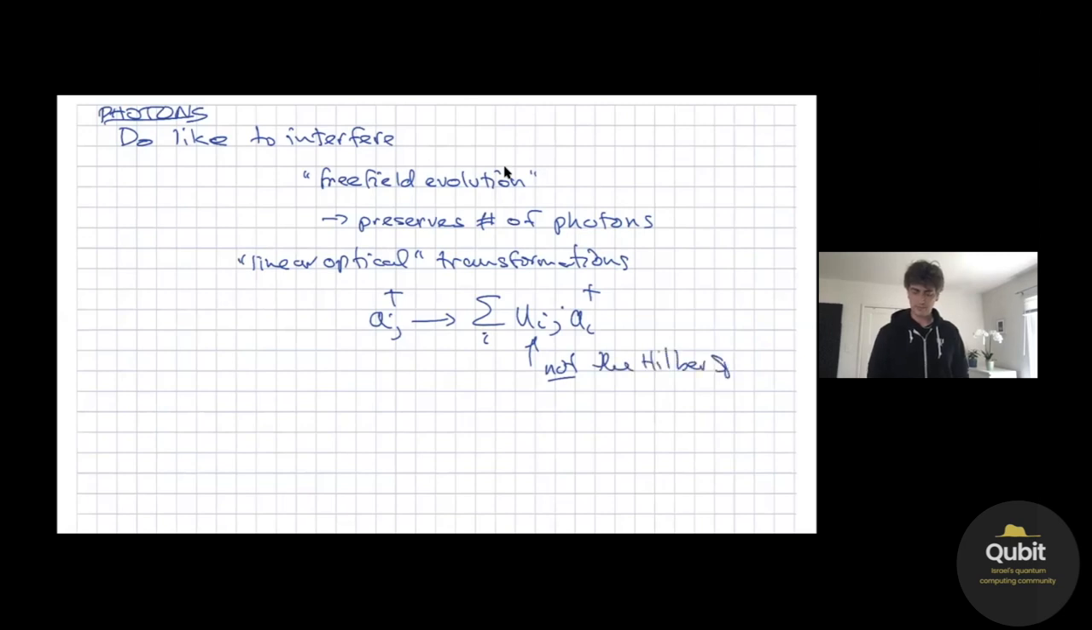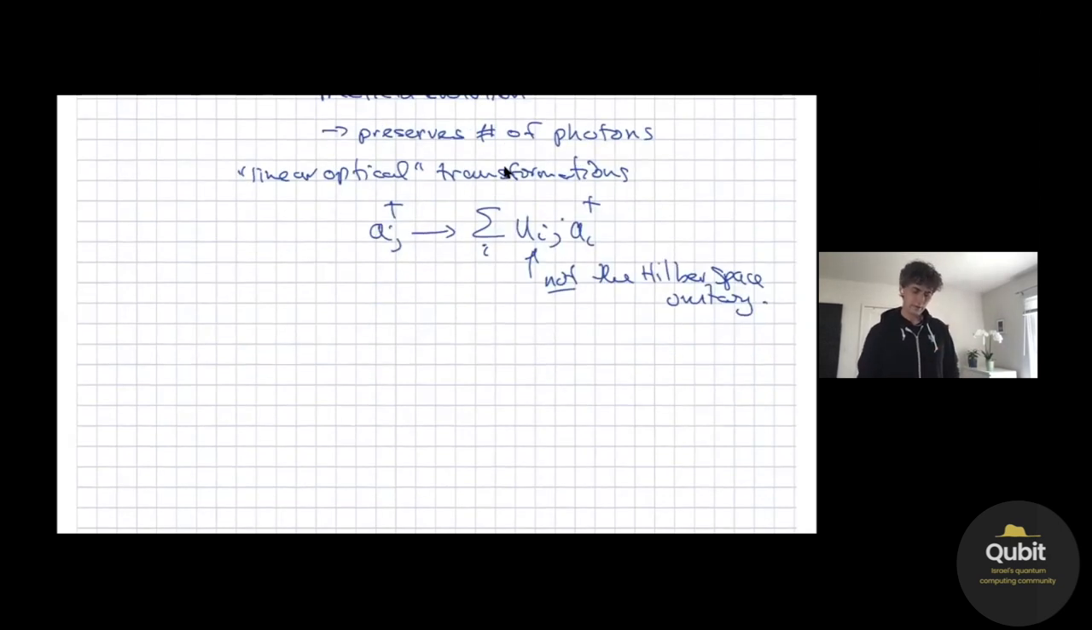Unitary, it's the mode transformation unitary. So I have a creation operator for some mode and the modes mix up, and this unitary describes how the modes mix up with each other. Okay. And now I said, okay, photons don't really want to be qubits. To an experimentalist, this is just a mathematical description of an interferometer, a generalized interferometer that just mixes up the modes.